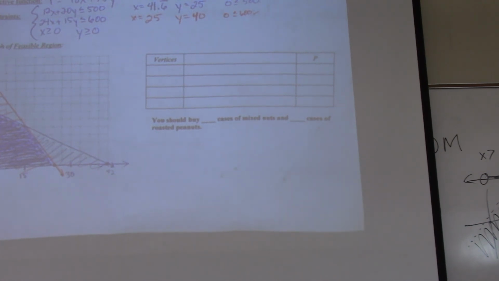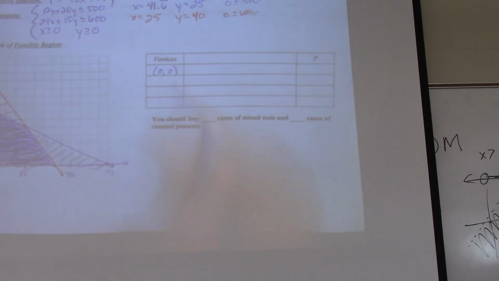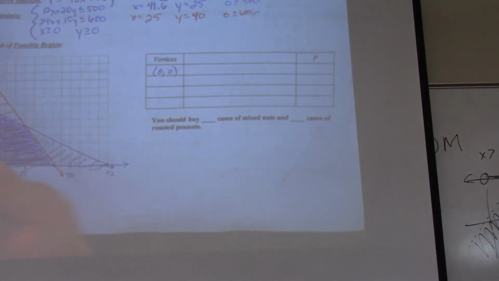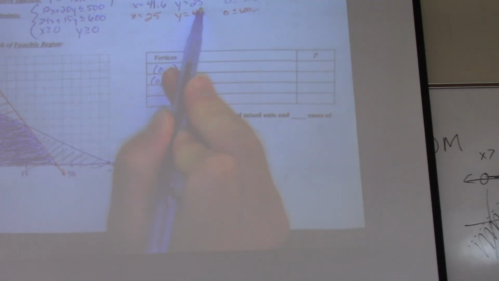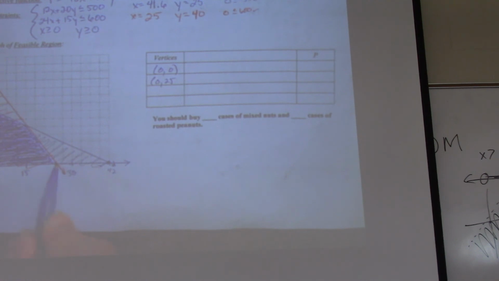Now 3 of these points are going to be super easy. What's this one? 0, 0. Can you tell me what this one is? 0, 25. Right? We know that because we have it right here. How about the red line's x value? 24, 0. Yep. No, 25, 0, right? I think that's what it said. Now what about this one?